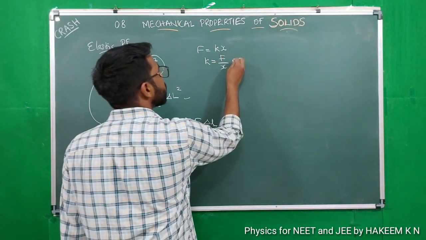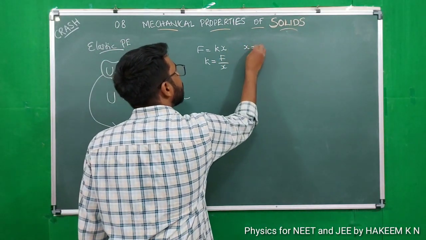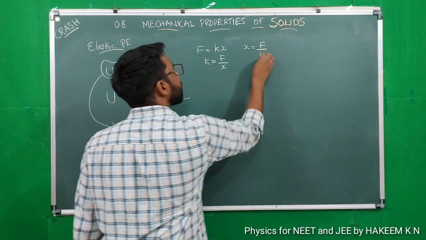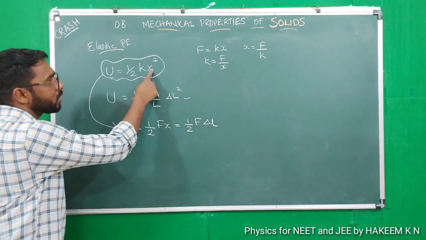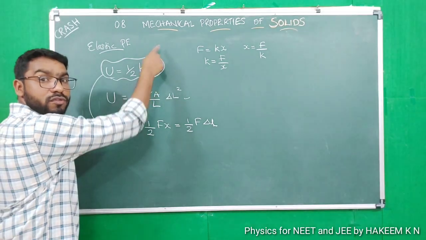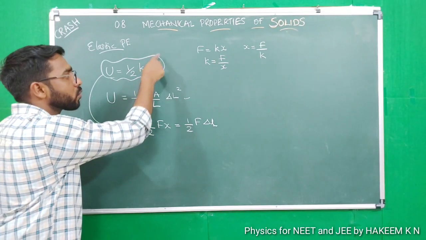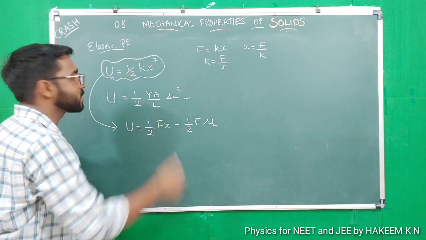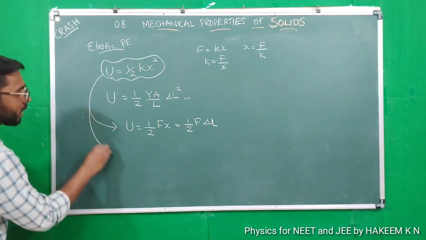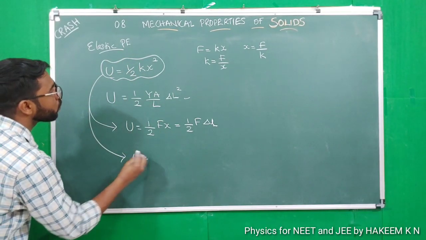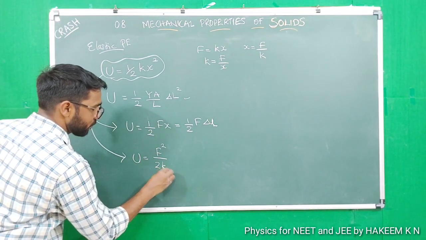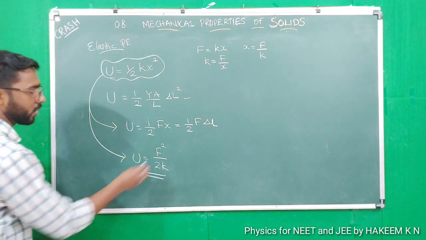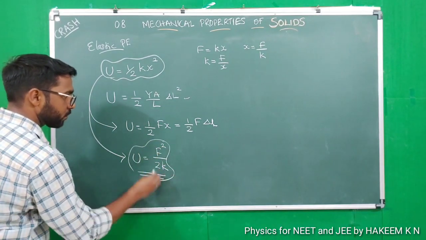And from here also you can write x equal to F by k. For x you can give F by k, so F square by k square. One k will cancel. So you will get U equal to F square by 2k.